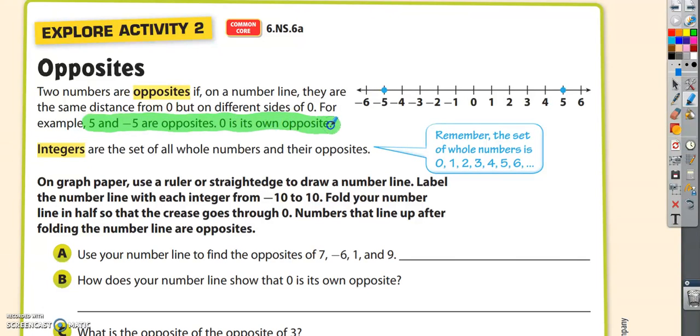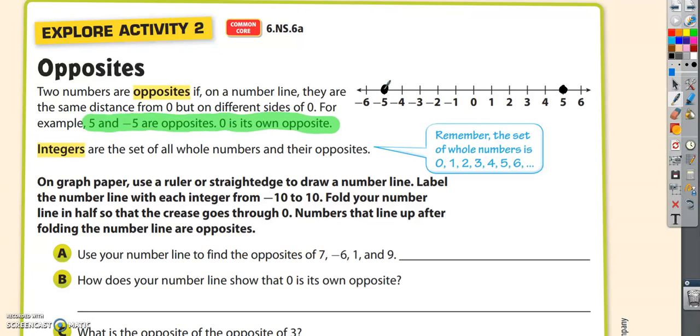5 and negative 5 are opposites. We're going to talk about why those are opposites. They're already graphed on the number line. 5 and negative 5. Why are those opposites? Well, a lot of kids identify them as opposites because they both have a 5. One's positive, one's negative. But the definition has to do with how far it is from 0.